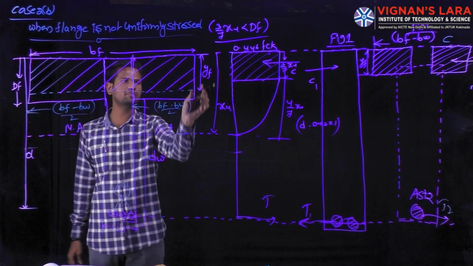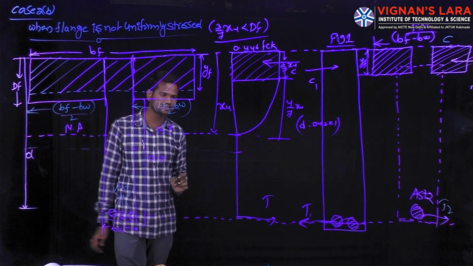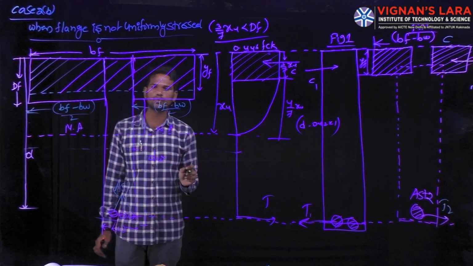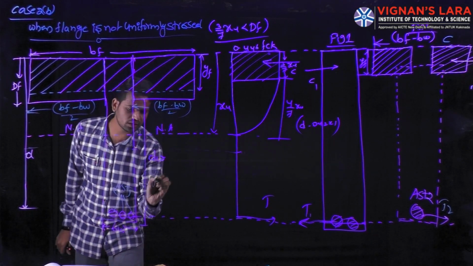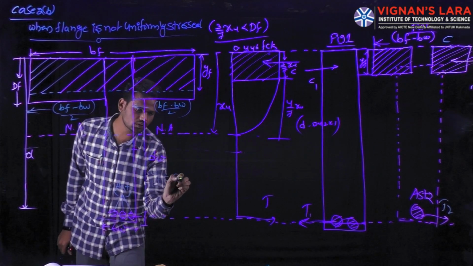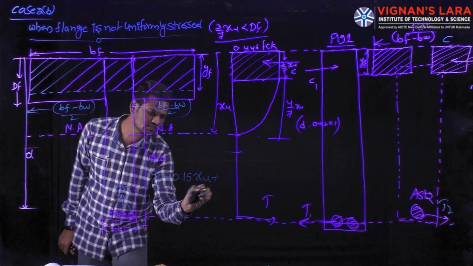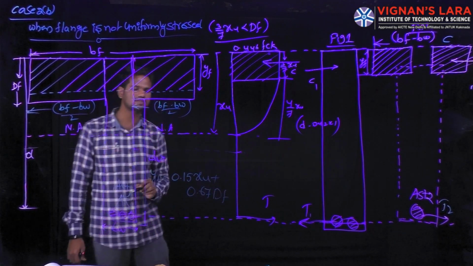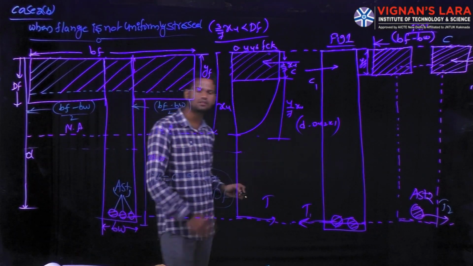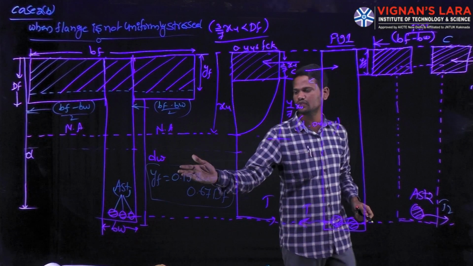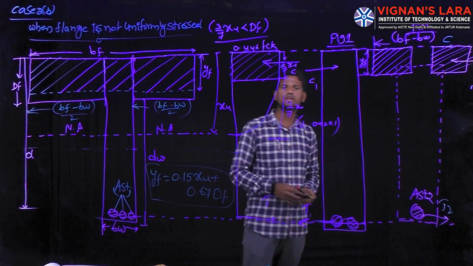Again, if you see here, this yf is the centroidal distance, where the flange is not uniformly stressed. That yf value we are calculating by using one formula. The calculation of yf is nothing but yf equals 0.15 into xu plus 0.67 into Df. This is the only new thing coming into our present discussion.